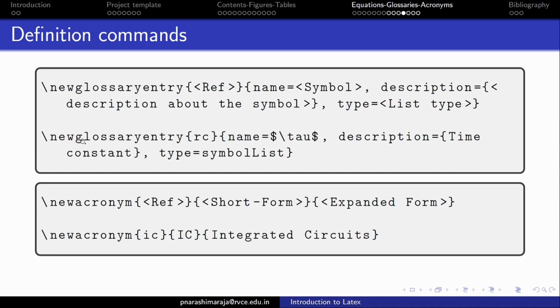As an example, let me create a reference name, just RC, and tau is the symbol that I want to use for it. I've put this tau definition inside inline equation $ signs, and followed by that I want to describe that tau describes the time constant of my circuit, and that is what has been mentioned here.